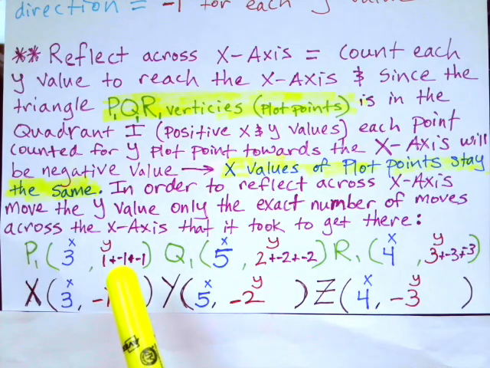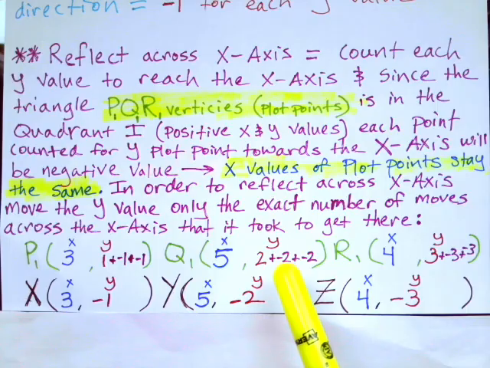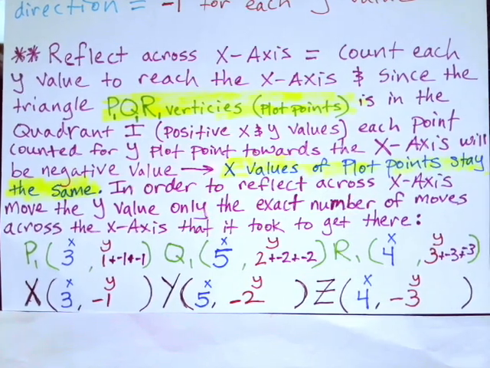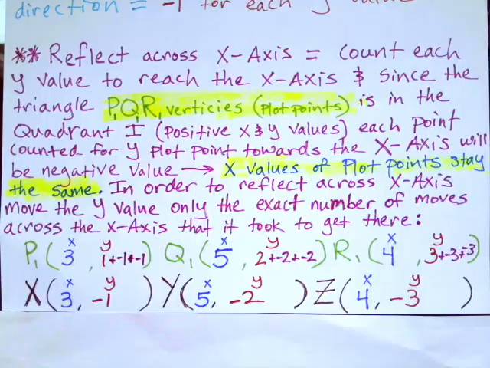So 1 plus a -1 is 0, plus a -1 is -1. 2 plus a -2 is 0, plus another -2 is -2. 3 plus a -3 gets me to 0, and then I have to count another -3 to reflect that point. Here's your answer for the vertices X, Y, and Z. I'm hoping that this helped to clarify a little bit of my confusion from before.